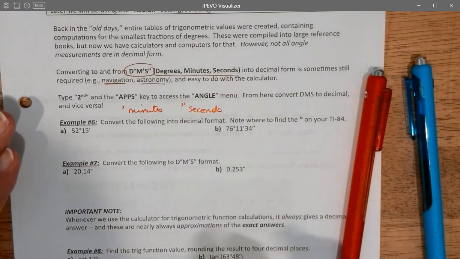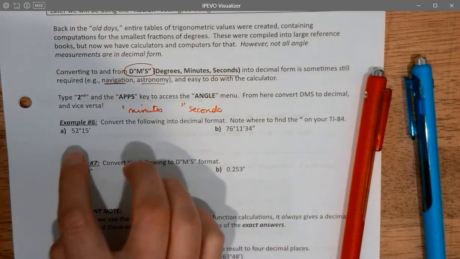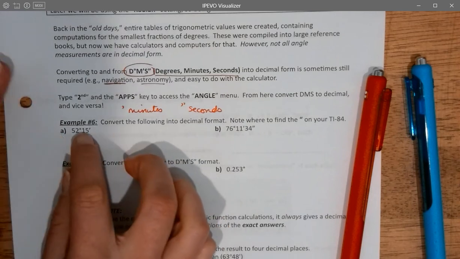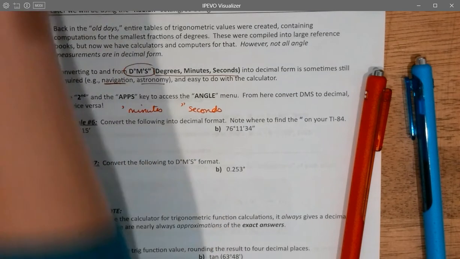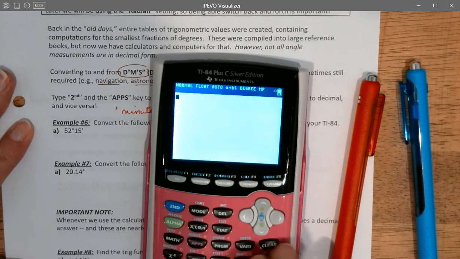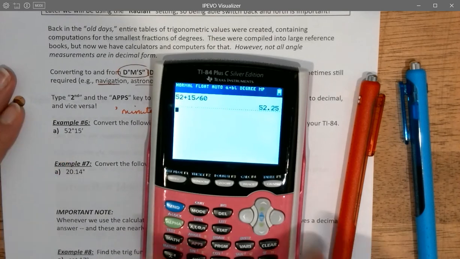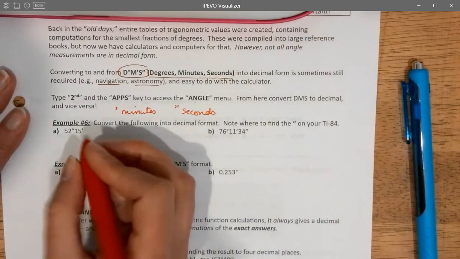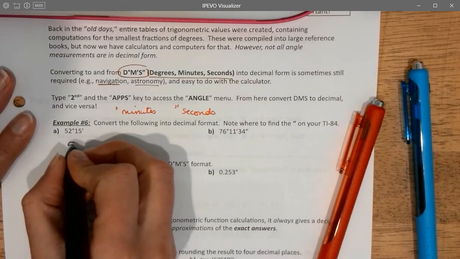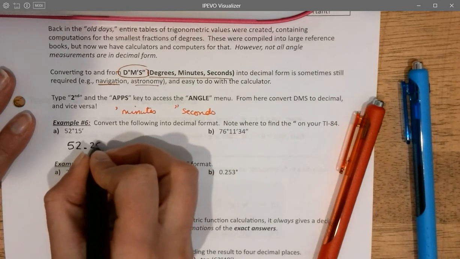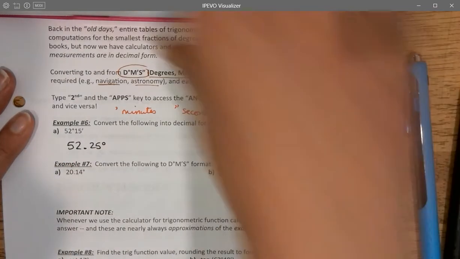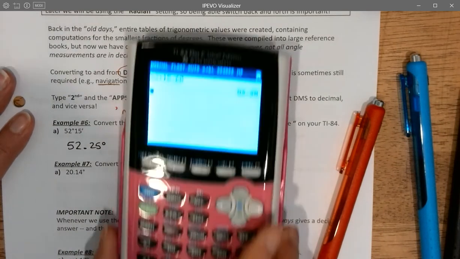Now, to convert minutes into degrees, I can just divide by 60. So if I want to convert this, I'll just use my calculator because it's convenient. I can do 52 degrees plus 15 divided by 60, converting those minutes into degrees. So as a decimal degree, that's going to be 52.25 degrees. Now I can also convert them using the angle button on a calculator.